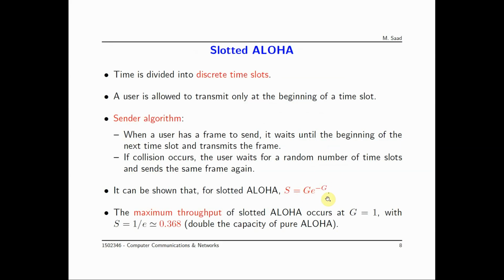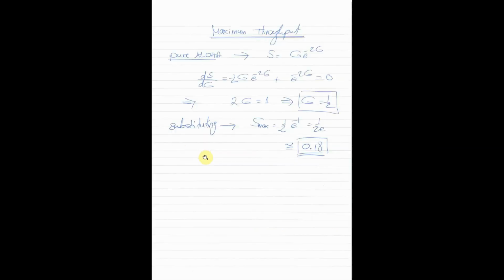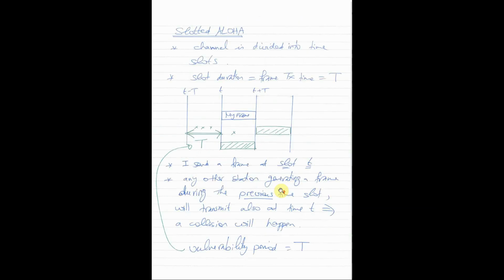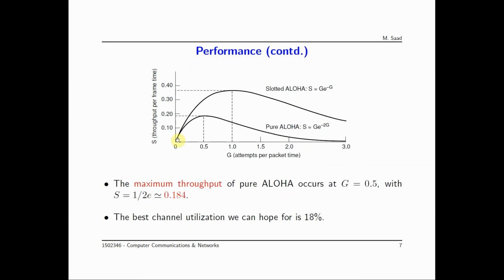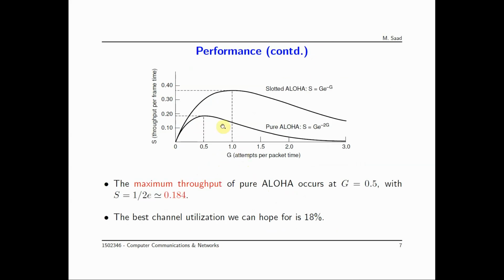In general, the shape is exactly the same. When G is equal to 0, S is also equal to 0. And even in this formula, when G goes to infinity, S also goes to 0. In between, we have a maximum value. However, the entire curve is higher because we don't have this negative 2 here. G e to the power of minus 2G is for pure Aloha. G e to the power of minus G only is for slotted Aloha.